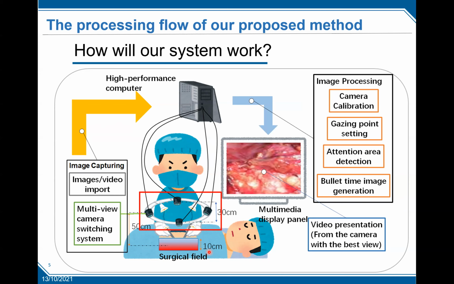Then we transfer the acquired images to the computer through the high-speed PCIe port. These images will be saved according to the camera number and the shooting time. After a series of image processing, they are rearranged into a bullet time video. It will finally be played on the surgical video monitor. The system we proposed can be divided into two parts: image capture system and image processing system. Next, I will talk about them in order.